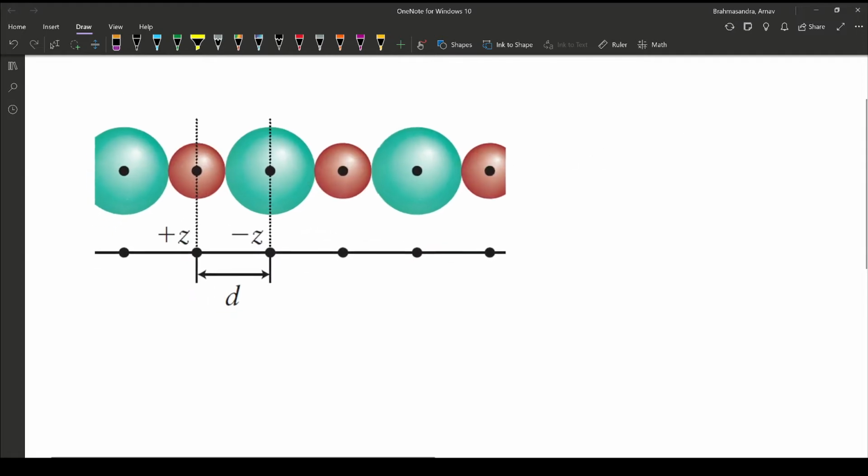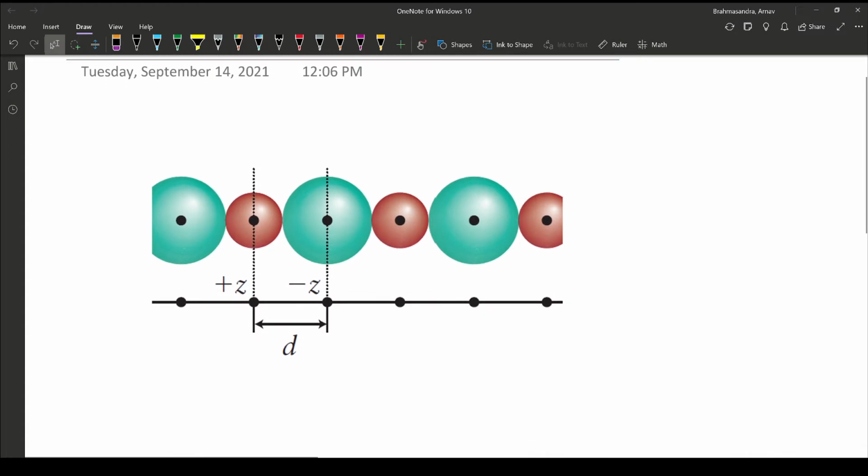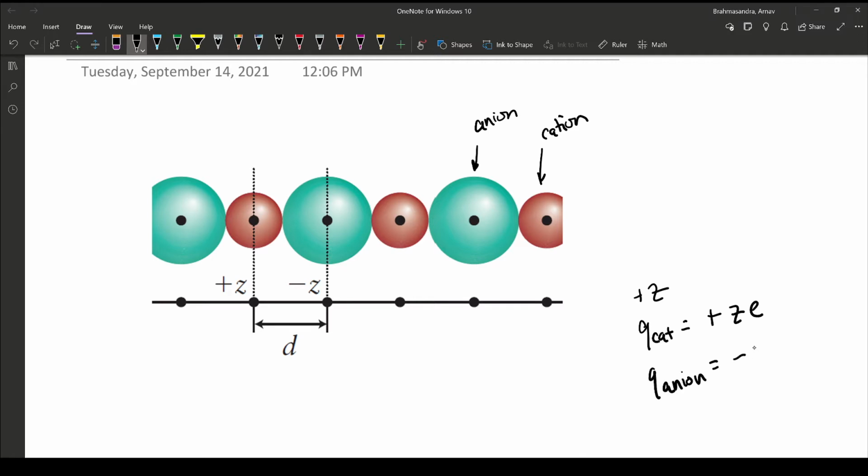Okay, so let's get right into it. We have these two ions, a cation and an anion. We're going to call the big one the anion and the small one the cation. Let's only look at the cation first. This cation has a charge of plus z. That means the actual charge of the cation, q cat, is plus z times the charge on an electron, in coulombs. Z is the number of electrons it's lost, and then we multiply that by the coulombs of an electron. Similarly, our q anion is minus z times e. Okay, so that's our first setup.